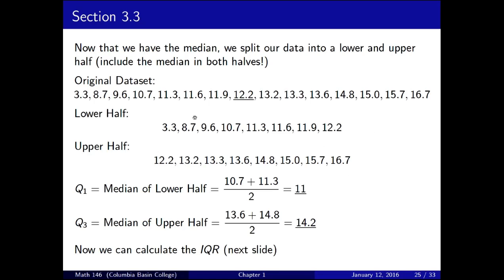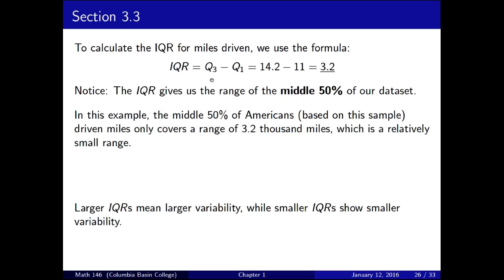All right. Now, to get my first quartile, all I have to do is take the median of the lower half. And to get my third quartile, I just take the median of the upper half. Now you notice here again, there's no true median. So I have to average 10.7 and 11.3. So my Q1 is 11. And then I have to average my middle two in the upper half to get Q3, the average of 13.6 and 14.8. That's 14.2. Alright, so I have my third quartile and my first quartile. Now we can calculate the IQR. So the interquartile range is just Q3 minus Q1. That would be 14.2 minus 11, and that's going to be 3.2.